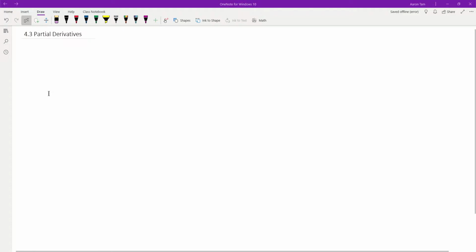Hi everyone. Today we're going to start on 4.3, which is called partial derivatives. So we're actually going to take a break from talking about different types of functions and what they represent, and instead talk a little bit about calculus. So, partial derivative. What do we mean by partial derivative? A partial derivative relates to a function that has several independent variables.